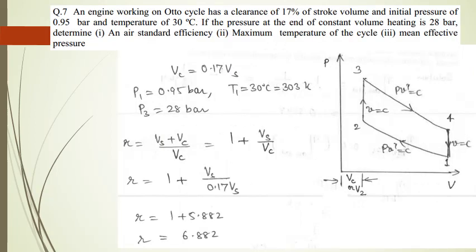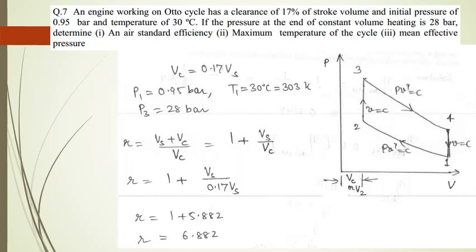An engine working on Otto cycle has clearance of 17% of stroke volume, an initial pressure of 0.95 bar and temperature of 30 degrees Celsius. If the pressure at the end of constant volume heating is 28 bar, determine the air standard efficiency, maximum temperature of the cycle, and mean effective pressure. Now we have drawn the PV diagram, and for each process the governing equation has been written on the PV diagram itself.